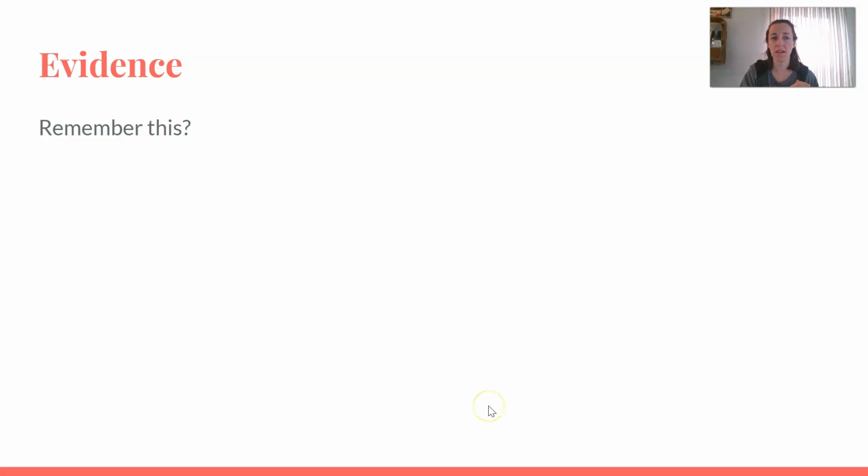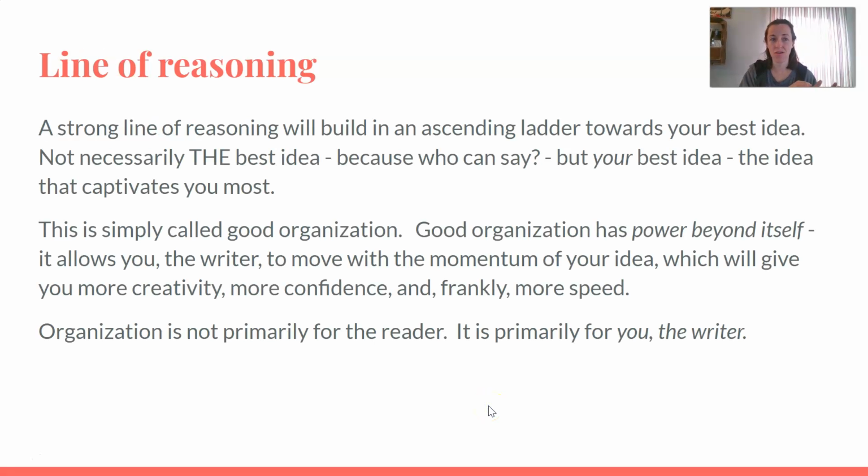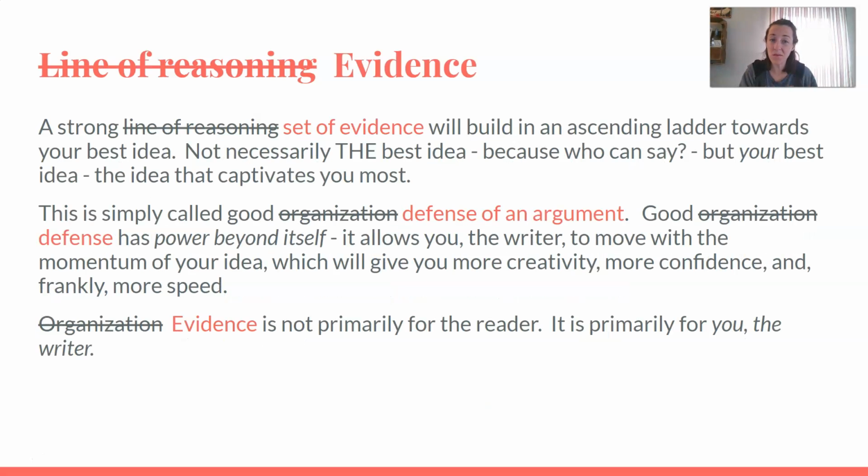And I'm going to use last week's slide with line of reasoning to show you the exact same thing works with evidence. A strong line of reasoning is going to help the writer come up with better ideas, right? That's the point. But that's also true of evidence. A strong set of evidence will build in an ascending ladder to your best idea. This is simply called good defense of an argument.